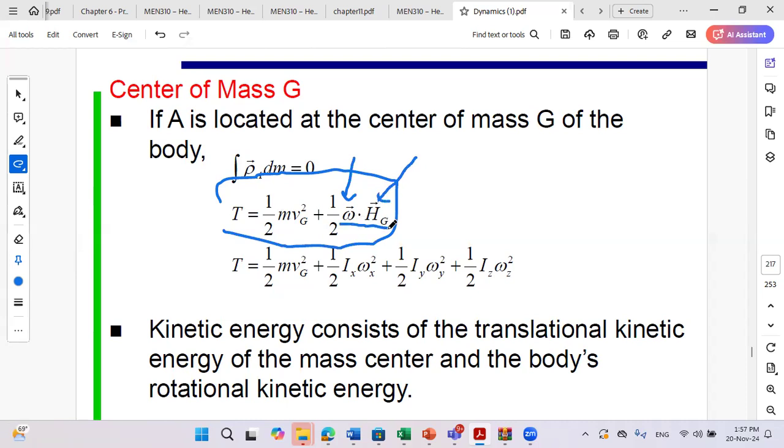And in case you select x, y, z appropriately, as we said, in a way to be principal axes of rotation, then you can write that the kinetic energy is just half Ix omega x squared plus half Iy omega y squared plus half Iz omega z squared.